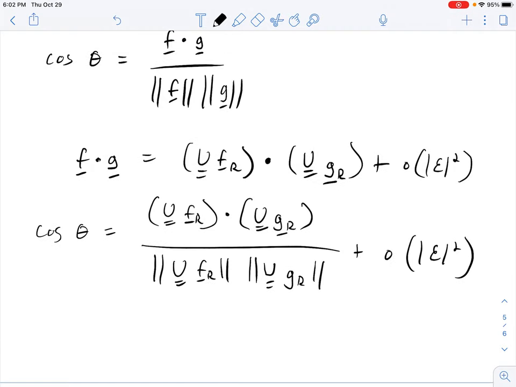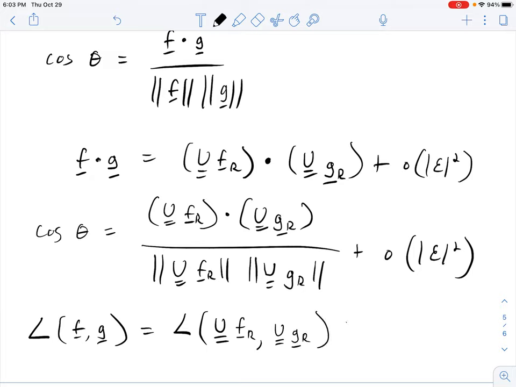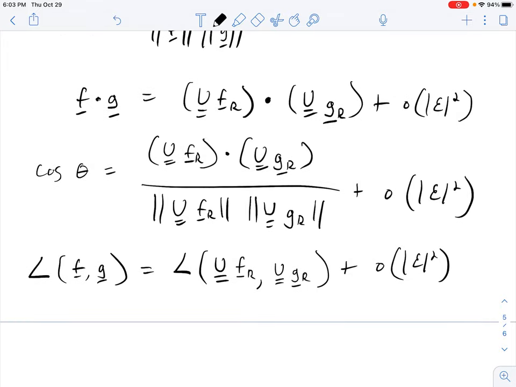So the angle between F and G is equal to the angle between UFR and UGR, plus things that go away faster than epsilon squared. So U contains all the information about shear strain in this case. The rotation has nothing to do with shear strain, which I'm sure you already knew.